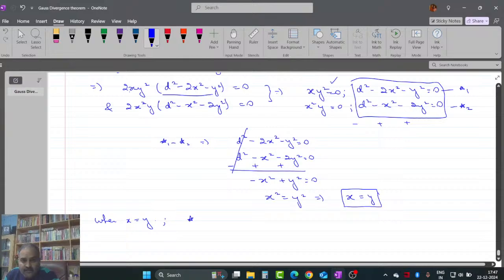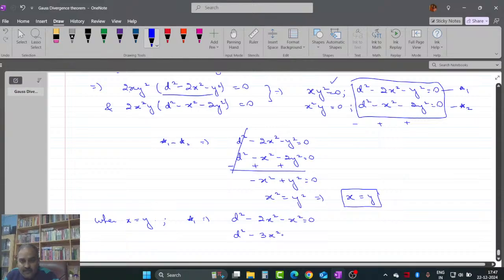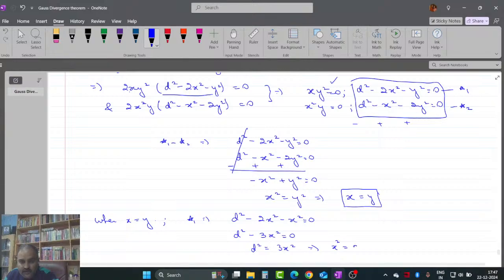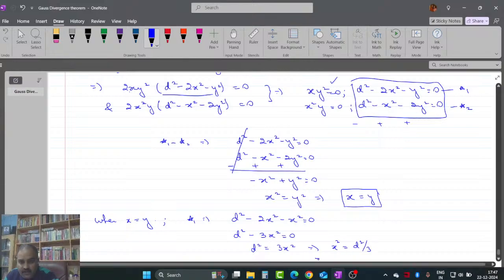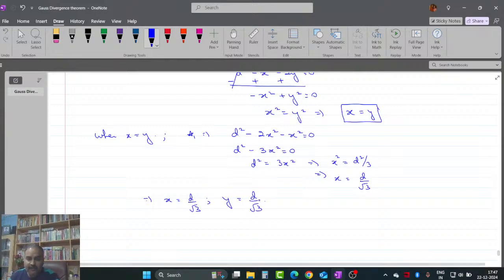That means star 1 reduces to d² − 2x² − x² = 0, d² − 3x² = 0, or d² = 3x², or we can say x² = d²/3, and x = d/√3. So x = d/√3. Similarly, y = d/√3. So we have the values of x and y.